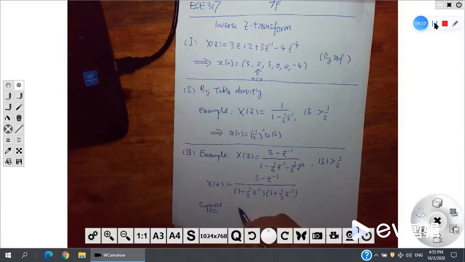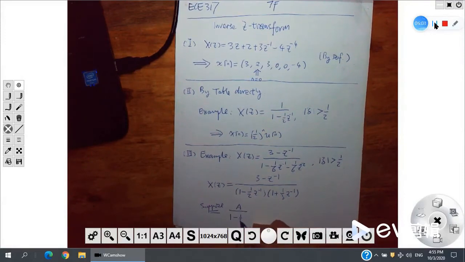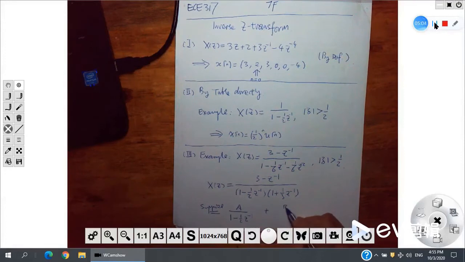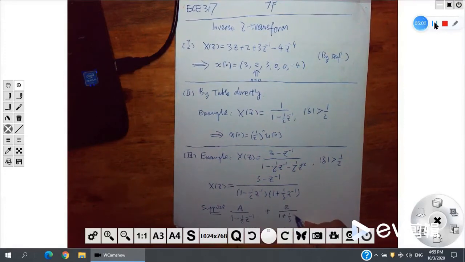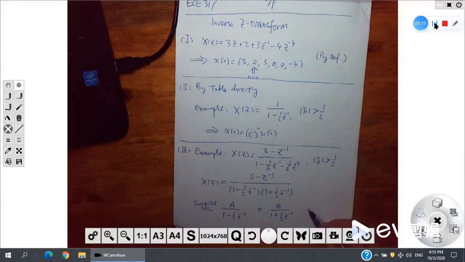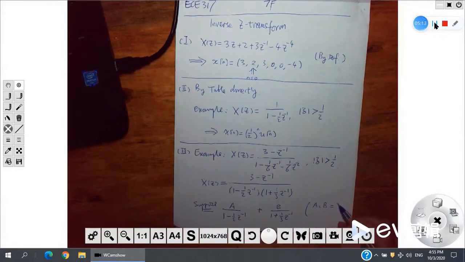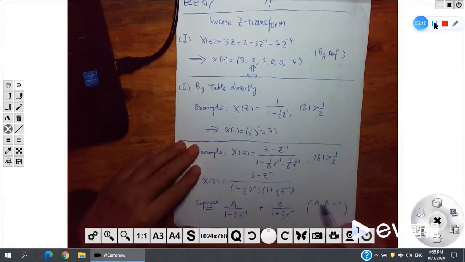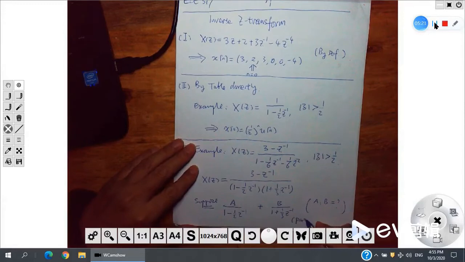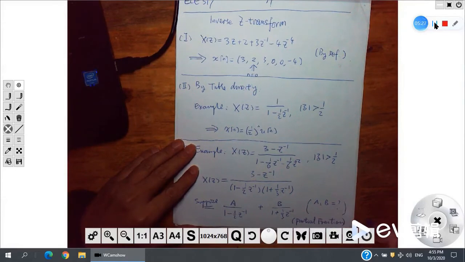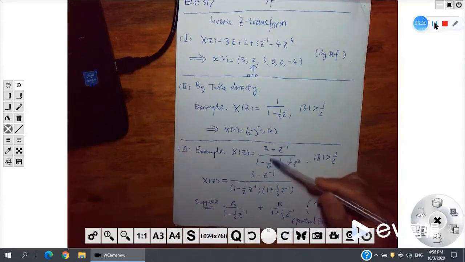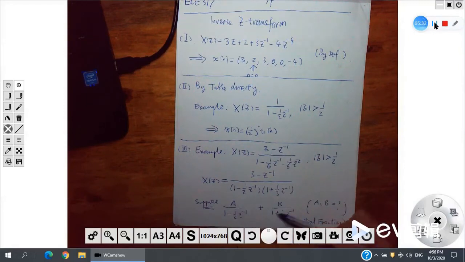Now we suppose this equals a over 1 minus 1 half z to negative 1, plus b over 1 plus 1/3 z to negative 1. Here, a and b we do not know right now. We will find them later. This method we call the partial fraction method. You write this complex fraction as a summation of some parts. Each part is a simple fraction.